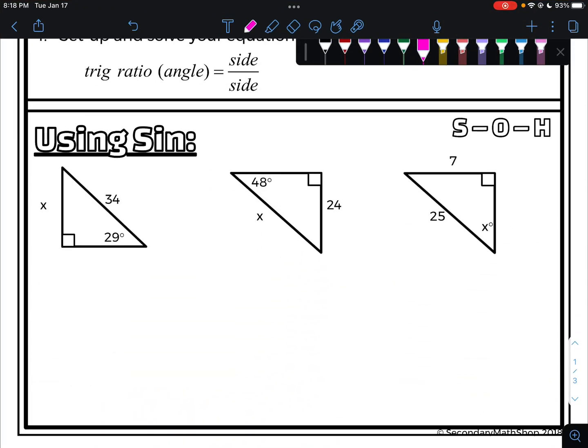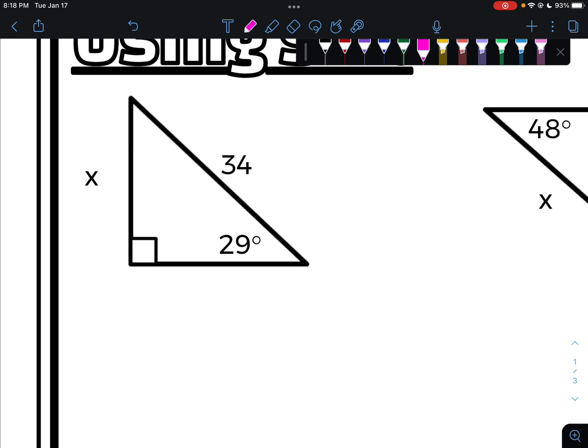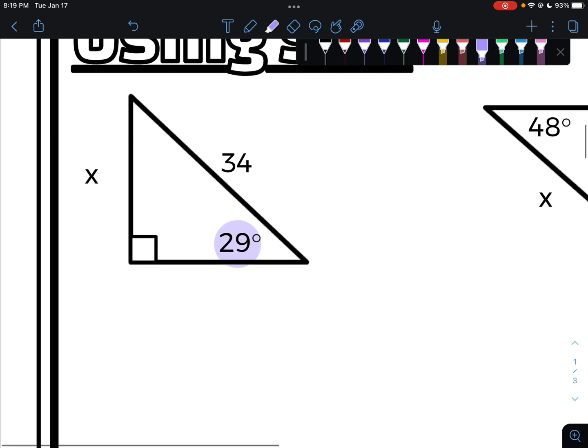Okay, so now we're going to go back to our notes, and we're going to focus on using one trig function at a time. So I'm telling you we're using sine just to help you out. First thing we do is identify the angle. Then we're going to label the sides in order to help us find what we're missing. So if I want to solve for x, I'm given x, which is the opposite side, and I'm given 34, which is the hypotenuse.